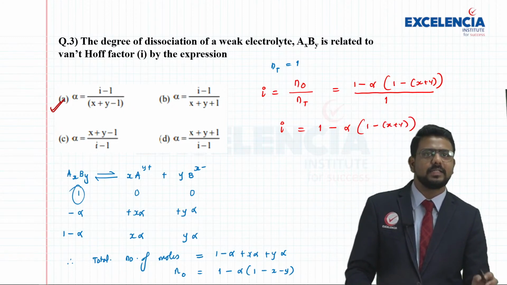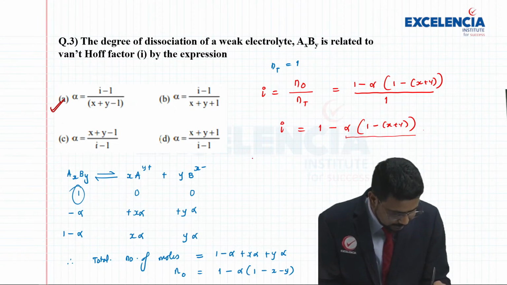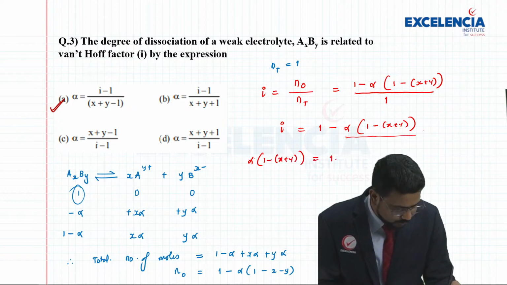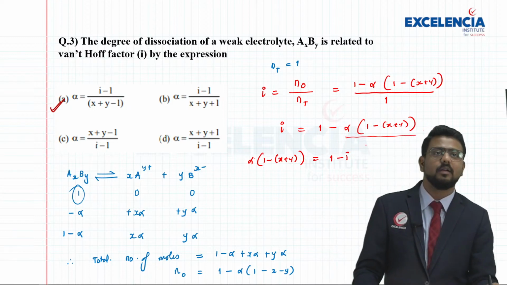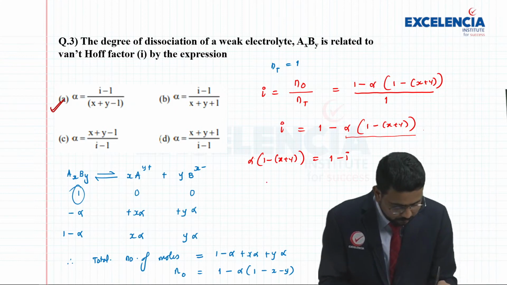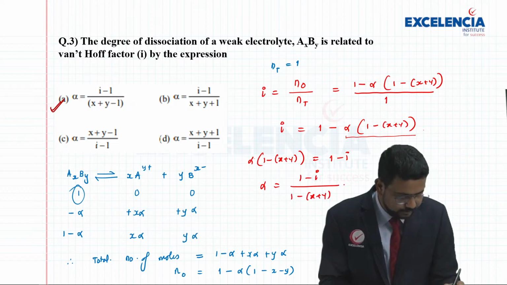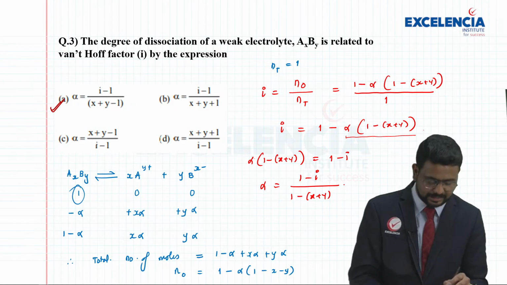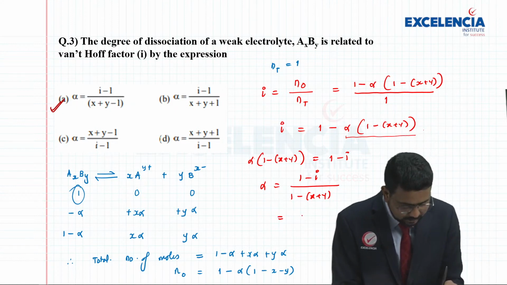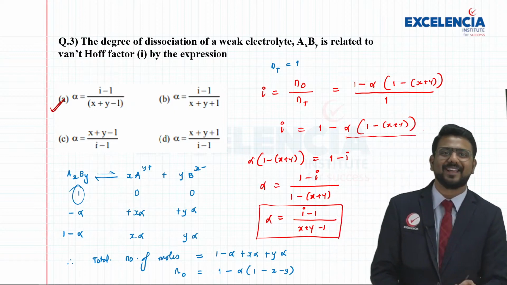So definitely if I take this particular part towards the left hand side, we can say that alpha times 1 minus x plus y is equal to 1 minus i. Very much clear? So from this, the expression for alpha is 1 minus i over 1 minus x plus y. And if we multiply with the negative sign both the numerator and denominator, my expression would be i minus 1 over x plus y minus 1. So that obviously matches with your option A, right?